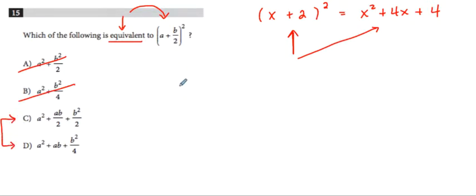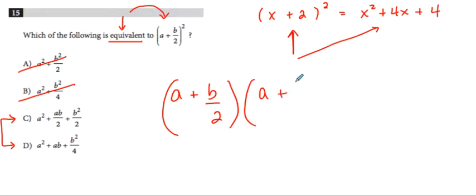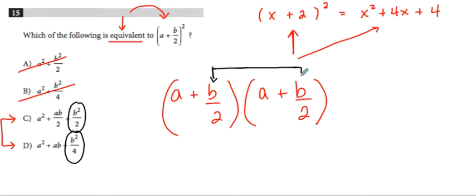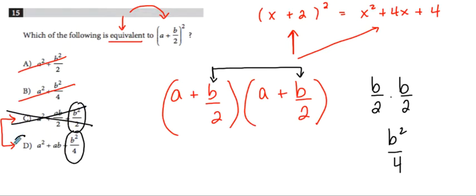Okay? Now, let's talk about how you could multiply a plus b over 2 times a plus b over 2. Now, before I did that, I vertically scanned them, and I realized that the last term of both was different. So all I have to do is figure out what the last term would be. Well, the last term would be if you multiplied b over 2 times b over 2. So b over 2 times b over 2 would be b squared over 4. So I immediately could throw out C, so my answer would be D.